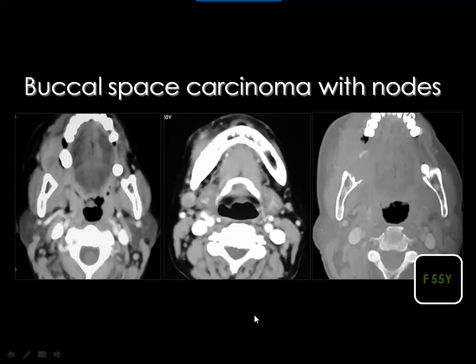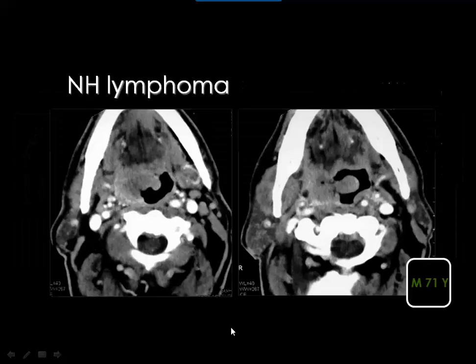Then look carefully, searching for lymph nodes, and this is the submandibular salivary gland, and there is a group of lymph nodes that is related to the submandibular salivary gland and on the same side of the tumor, and you can see this enlarged lymph node which is metastatic.